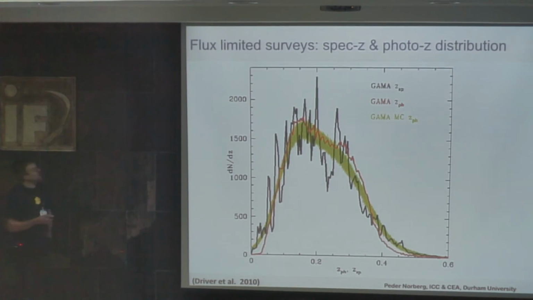Now, I give an example here of spec-z and photo-z redshift distributions. This is the case of GAMA. You have a very spiky distribution, the black one in GAMA. The reason it is spiky is because it's a much smaller survey, so nothing surprising there.